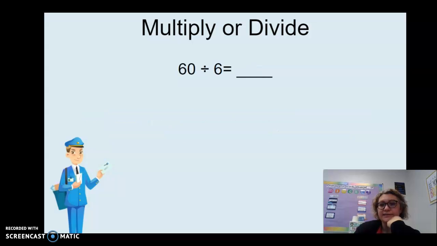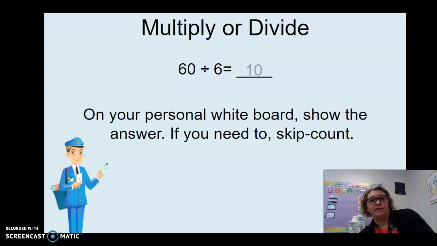All right. 60 divided by 6. Well, we already have that 6, and we just talked about tens, and there's a 0 in the ones place, so it would be 10. 60 divided by 6 equals 10.